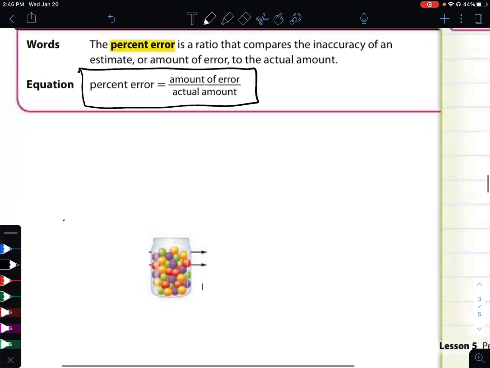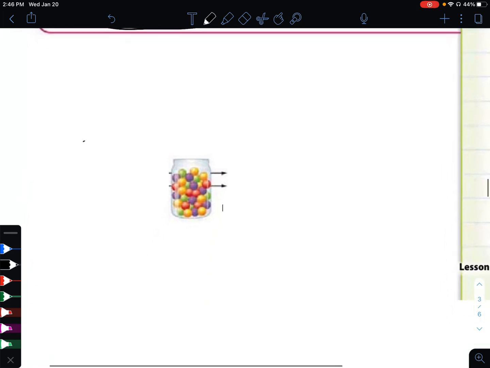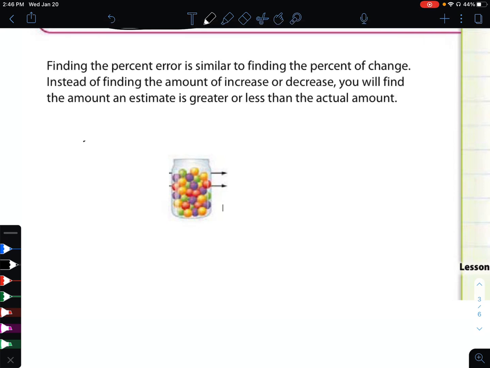Okay, let's see how this works in this instance. Finding the percent of error is similar to finding the percent of change. Instead of finding the amount of increase or decrease, you'll find the amount an estimate is greater or less than the actual amount.